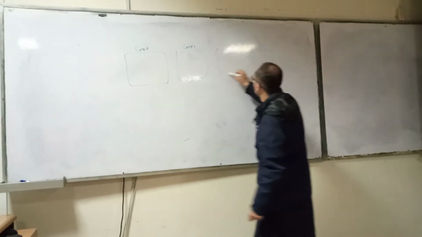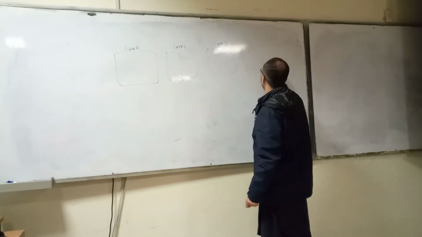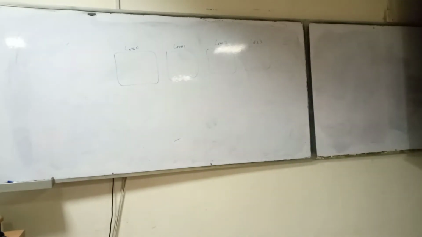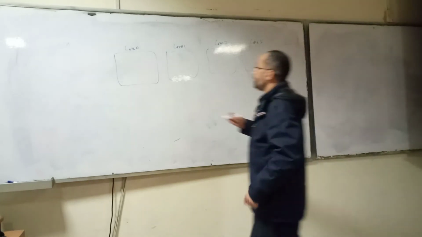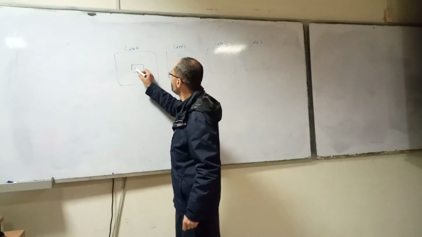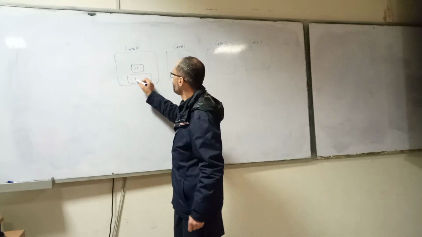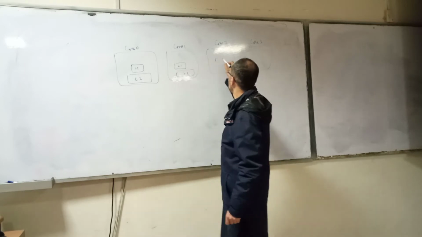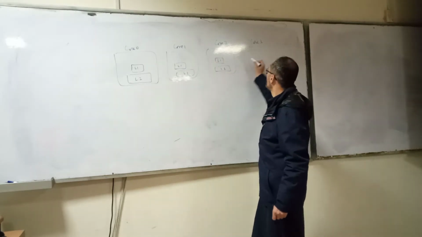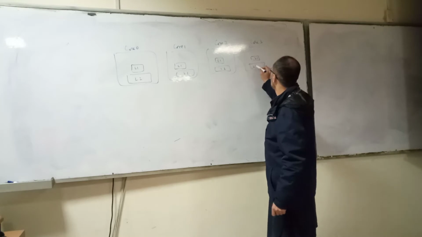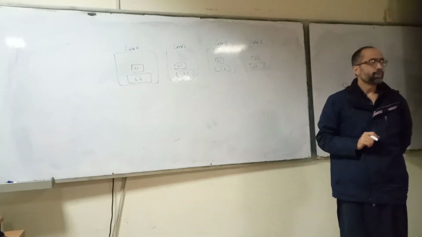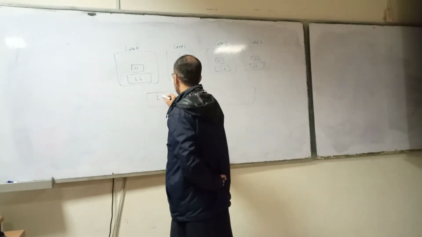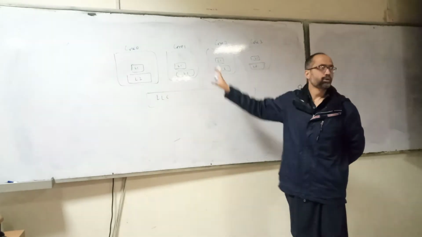Core 1, core 2, and so on; we have 4 cores. Each core has some L1 cache and L2 cache. Now you have a shared LLC, last level cache, that is shared among all cores.